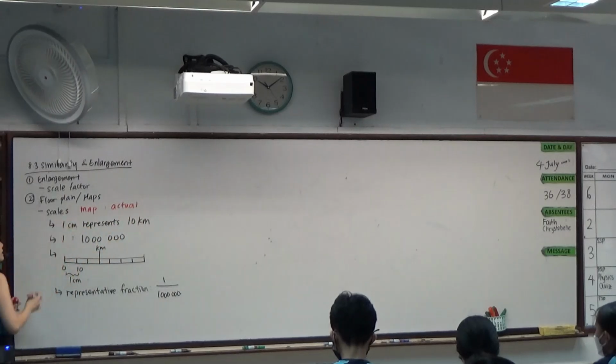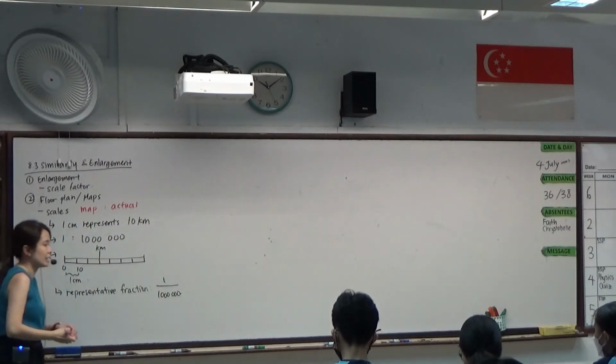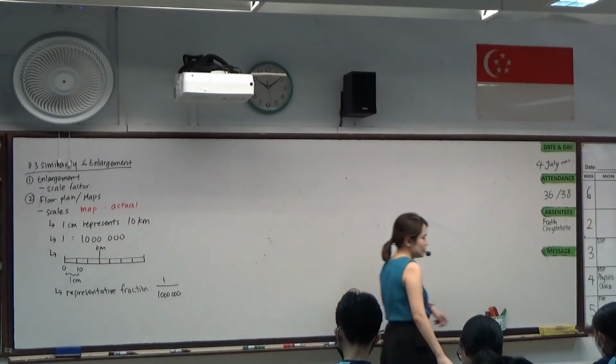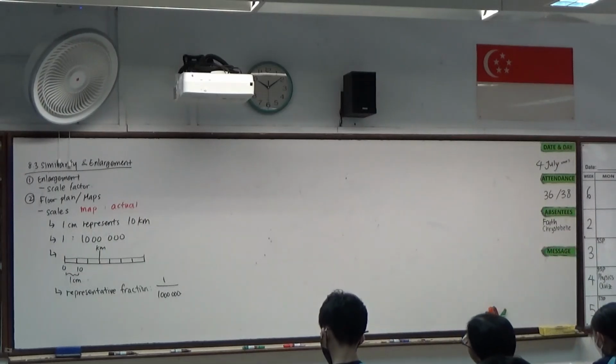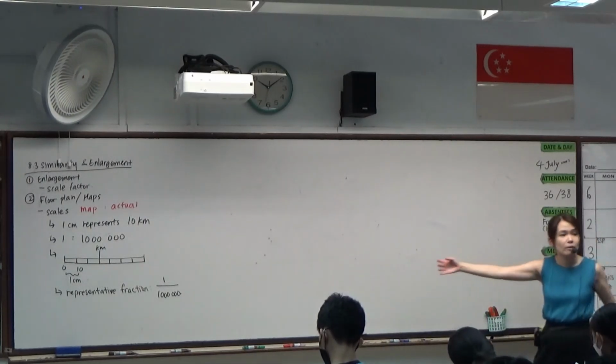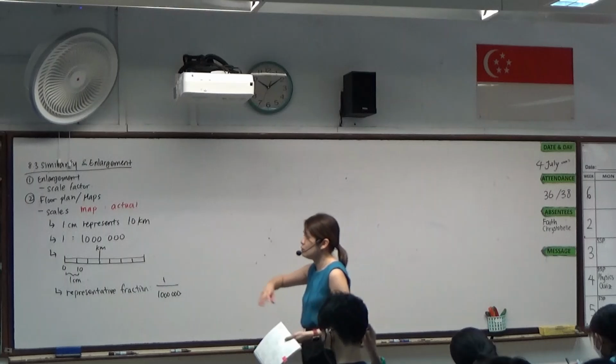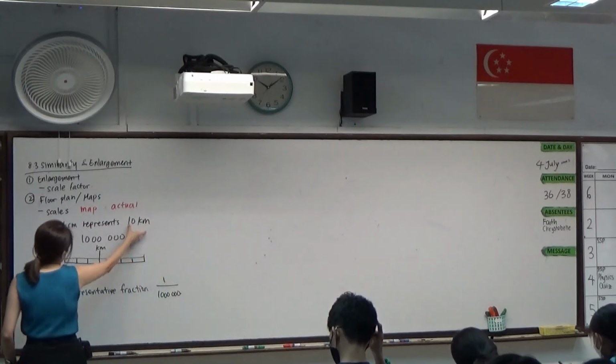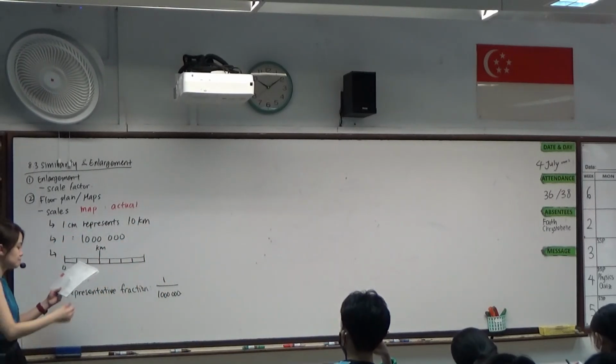Okay, so we always have the map on the left-hand side followed by the actual. But even if we forget that, we can use our common sense to look at it. Since we know how long 10 kilometers is, realistically speaking, it doesn't make sense that this is the map and this is the actual, right?